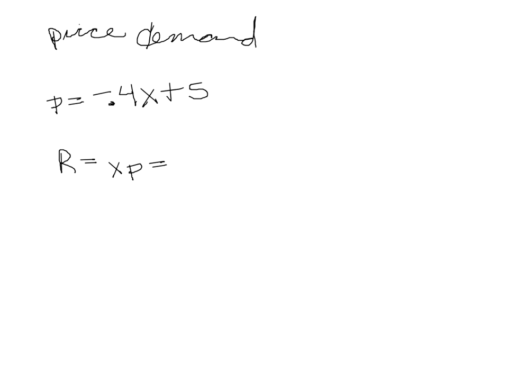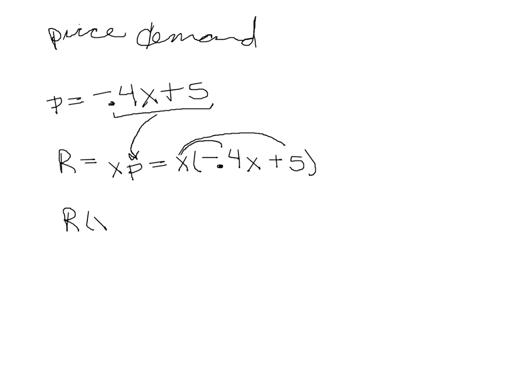So it's inconvenient to have a function in two variables, especially when one of the variables can be rewritten in terms of the other. So I'm going to substitute the price demand function in for p. And so here's my revenue function. I can distribute my x, so I get minus 0.4x squared plus 5x. So there's my revenue function.